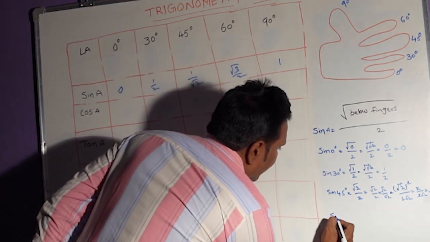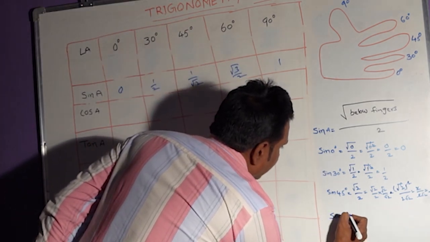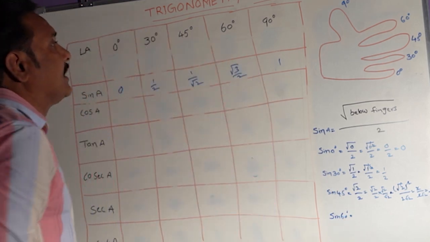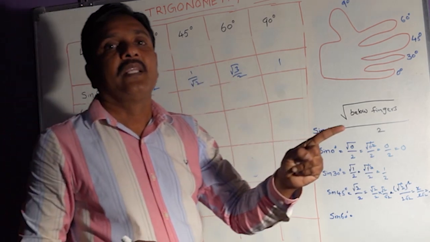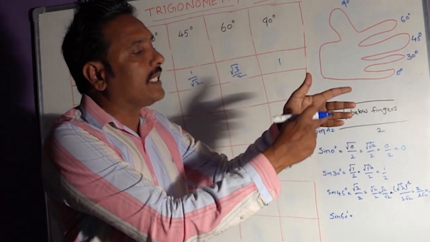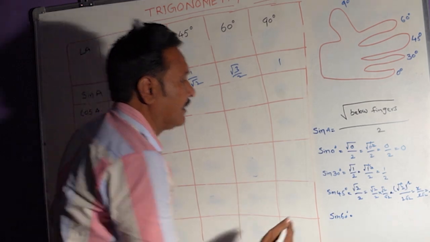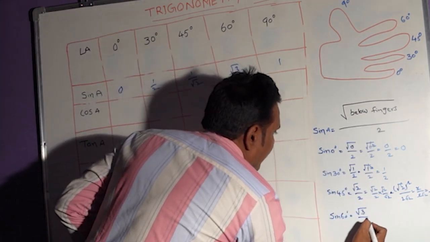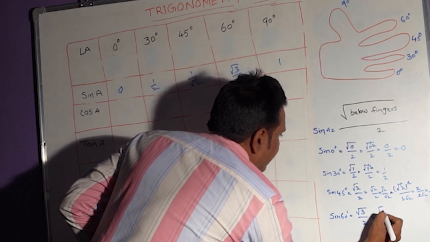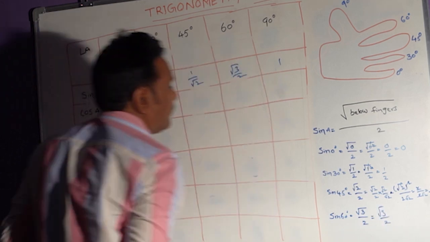Next, sine of 60 degrees. Sine 60 degrees: sine 60 degree means the index finger is the 60 degree finger. Index finger below fingers: 3 fingers are there. Then root of below fingers, 3 fingers, by 2. Then sine 60 degree value is root 3 by 2.